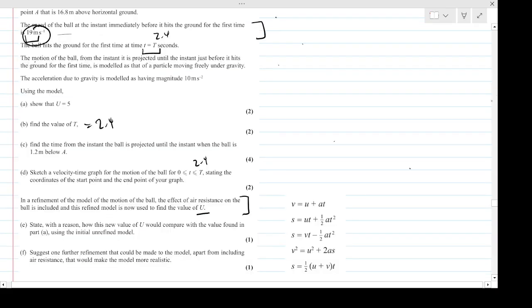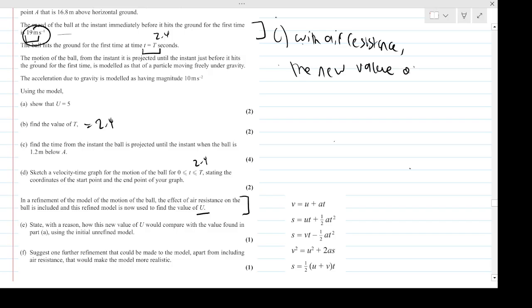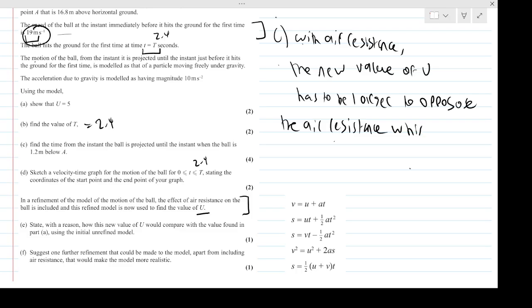So u, with air resistance, the new value of u when I include air resistance, has to be larger to oppose the air resistance that will slow the ball down.